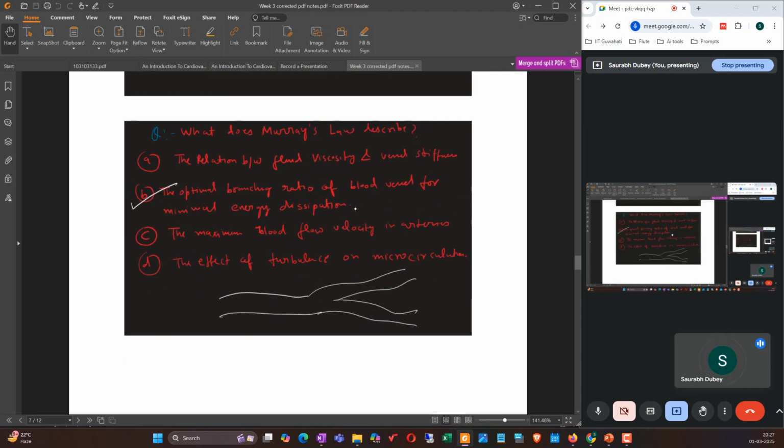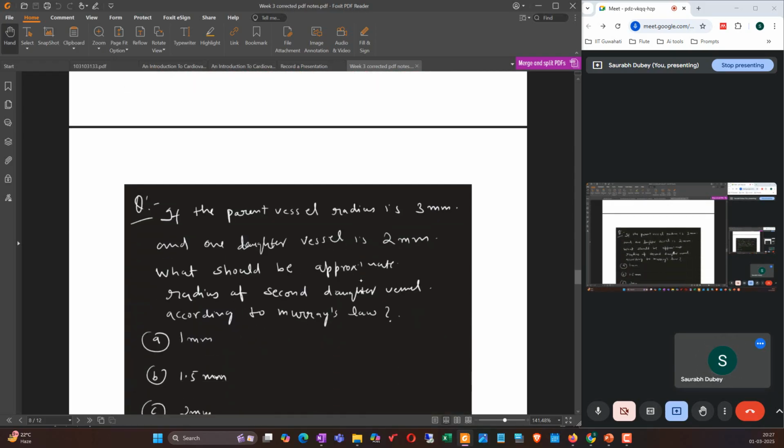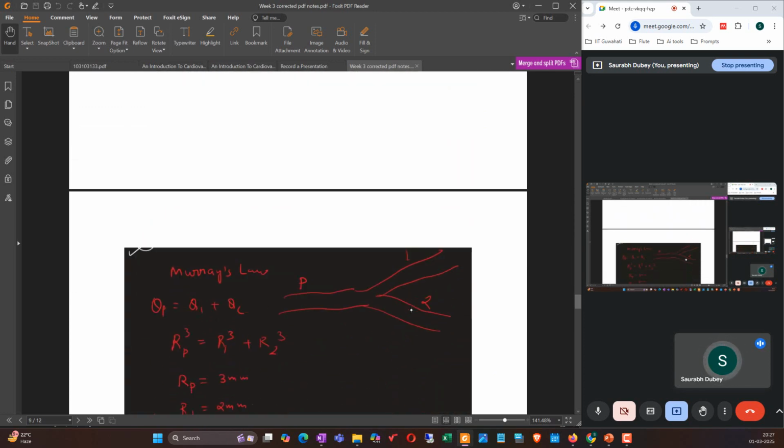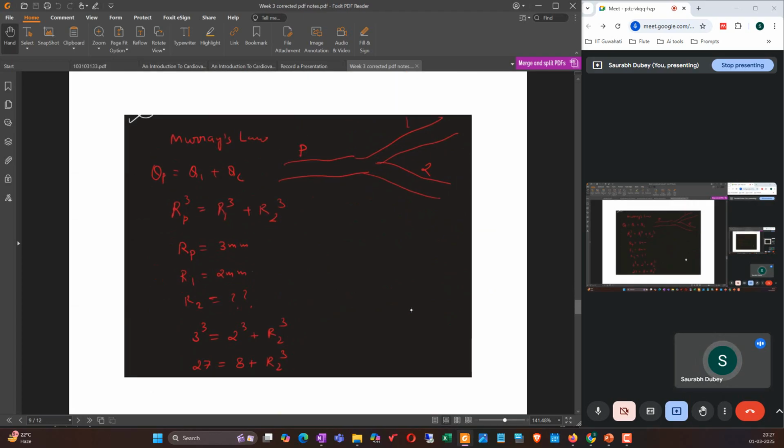What does Murray's law describe? It is the optimal branching ratio of the blood vessel for minimal energy dissipation. This also we have discussed. We had solved this particular numerical. Parent to that, this is the solution for the same.